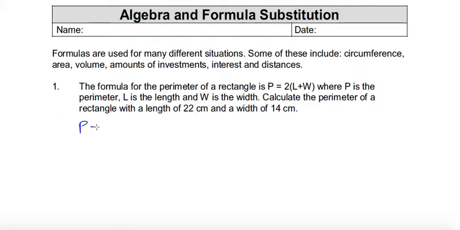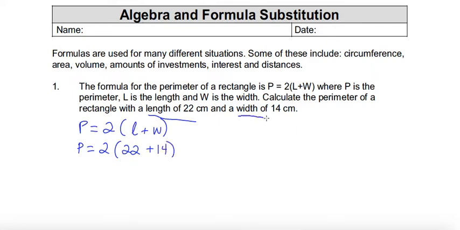So we're going to start by writing out our formula that's given to us. P equals 2 times (length plus W). Now we're going to substitute in our values for the unknowns. So instead of length, we're going to enter in 22. That comes right from our question, the length of 22 centimeters. And we're going to enter in 14 for our W. That's the width of 14 centimeters.